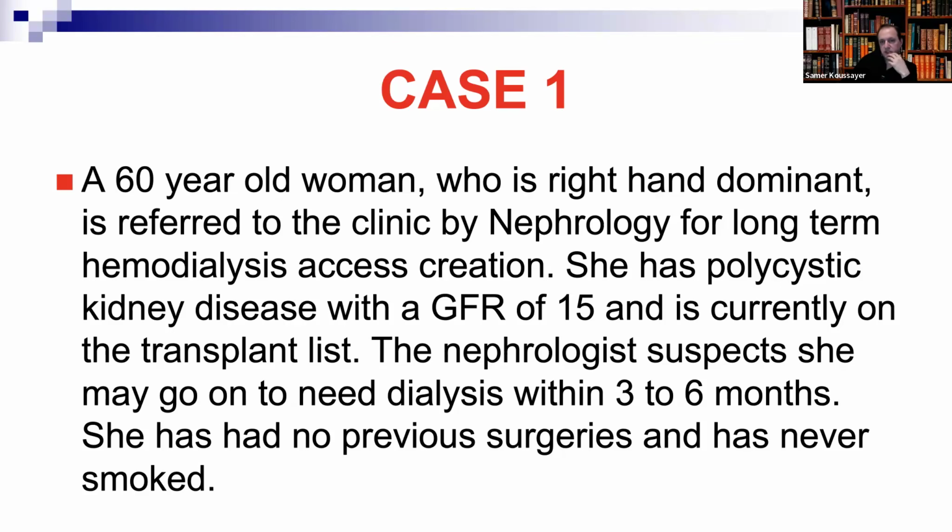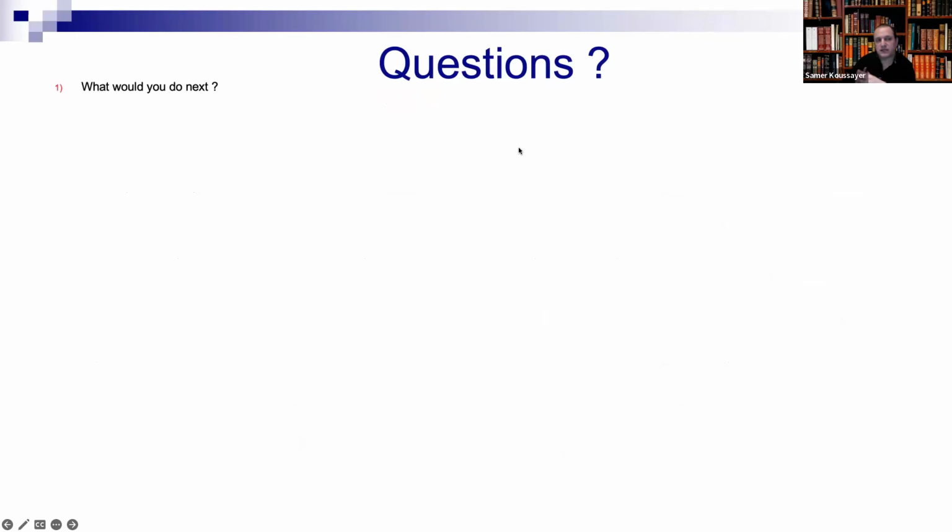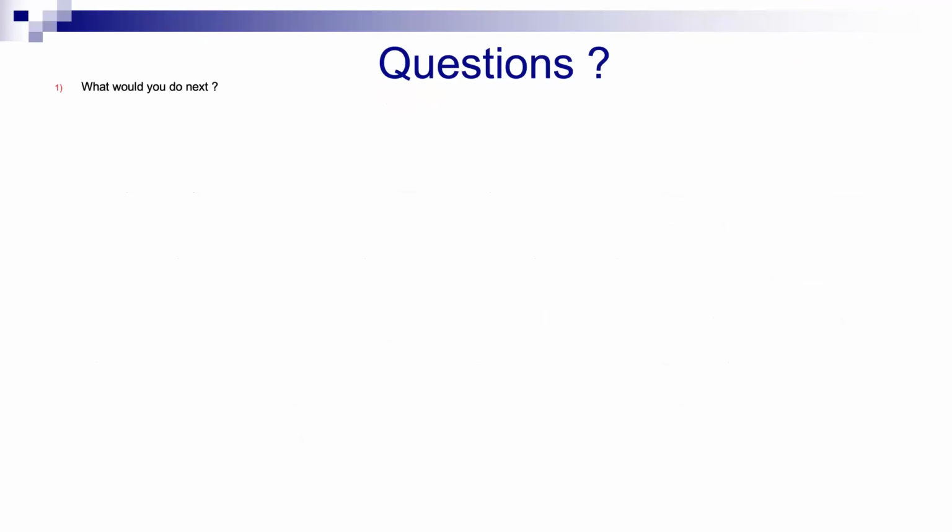Okay, so it's just like a normal person. She's going to be on dialysis in 3-6 months, and they want us to give her an access. So the question would be, what do you do next? So they send you to the clinic. Imagine you're in the clinic. This is a scenario sent to you. What are you going to do in the clinic?